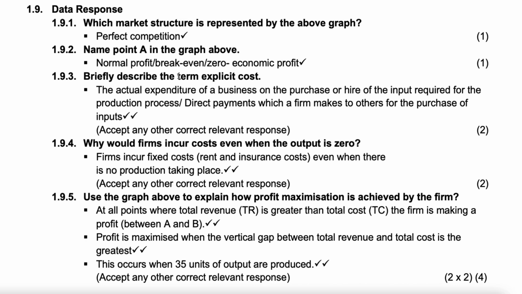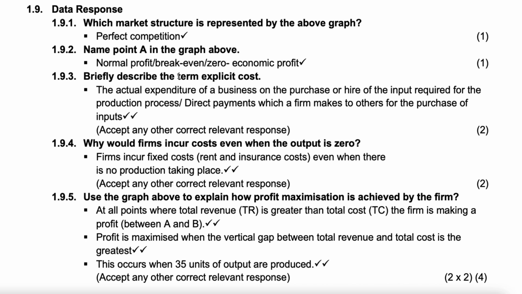Then why would firms incur costs even when output is at zero? Well, we answered this: firms incur fixed costs, basically rent and insurance costs, even when there is no production taking place. Well, that's it.